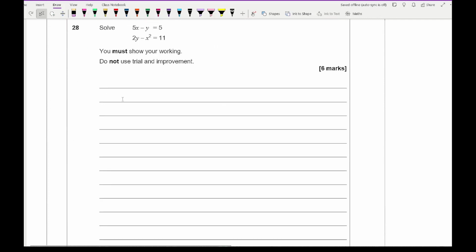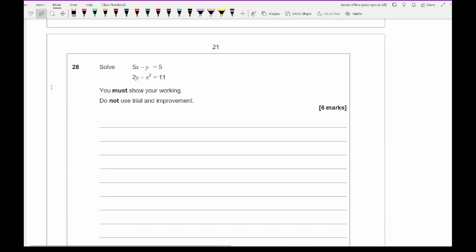Then moving on to our last question, which is looking at a quadratic or one non-linear simultaneous equation. What you want to do here is make one of the letters the subject in our linear equation. So we want to work out what x and y are. So let's rearrange this. Now, obviously it makes more sense for me to make y the subject. So what I've got is 5x minus 5 equals y, or y equals 5x minus 5.